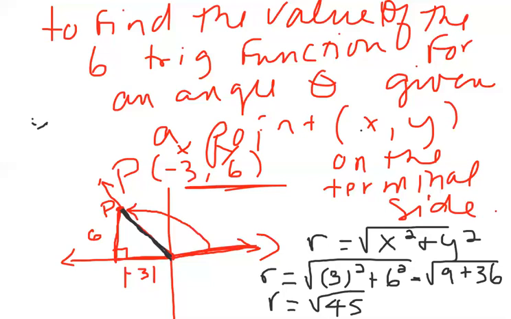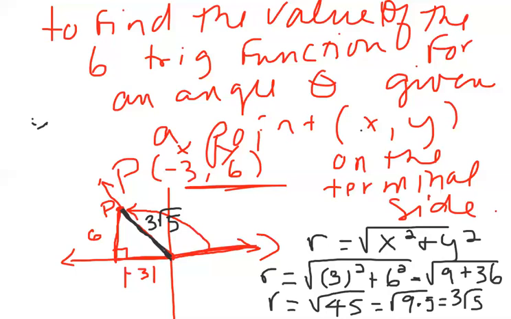So 45 is 9 times 5. Take the square root of 9. That gives you 3 radical 5. So guys, the length, the radius, is 3 radical 5. So once we find this, we can go about finding our 6 trig functions.